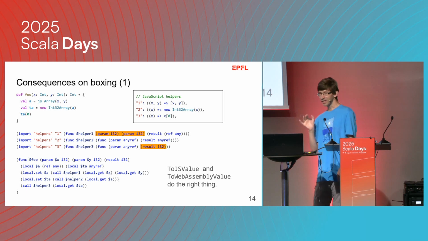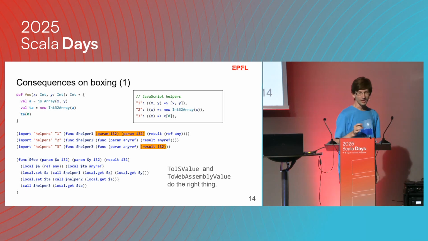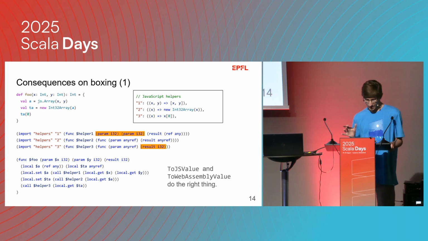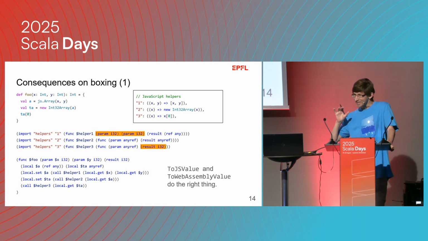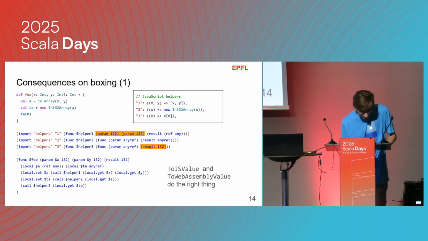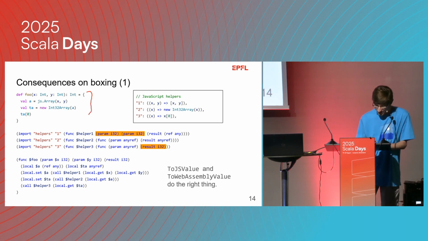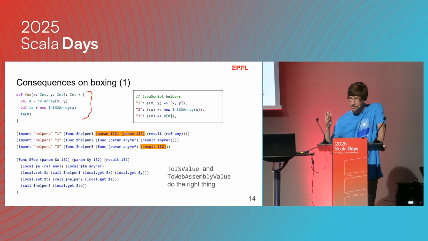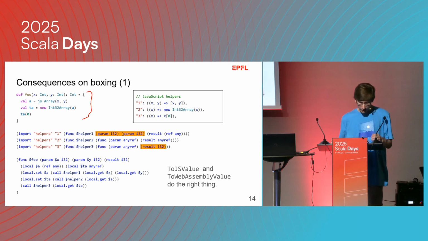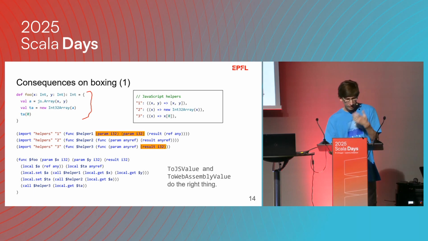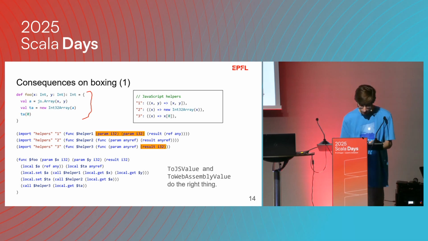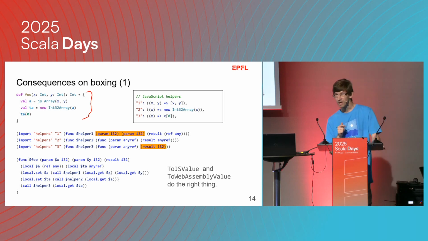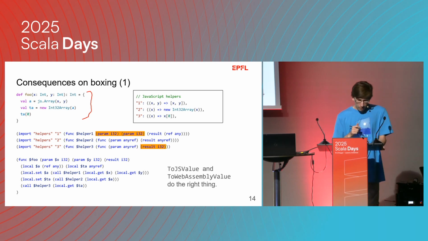One fundamental consequence on boxing that this whole thing brings is, let's go through it. So, okay, we have this function here, which is a method that creates a JS array and puts 2 ints inside it, okay? And then I take that JS array and I give it as a constructor to Int32Array, which is a typed array in JavaScript, and then I access the first element of that typed array.